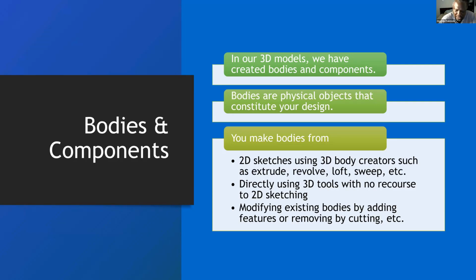Sometimes you also can modify existing bodies by adding features or removing by cutting. You can cut through. You remember a situation like last week when we had a simple rectangular extrusion, but we can cut a circle through a path in it and thereby modifying the body. We can do many of such things. So you can modify existing bodies by adding features. One of the features you can add is a cut.